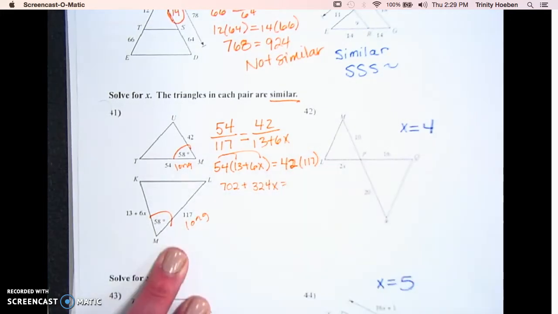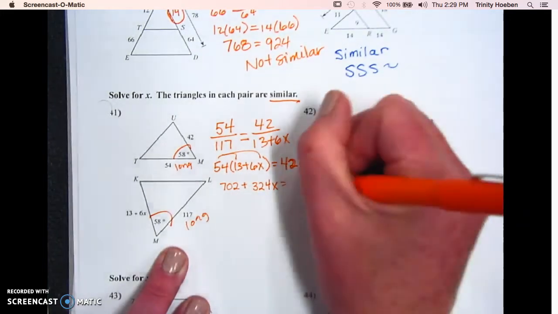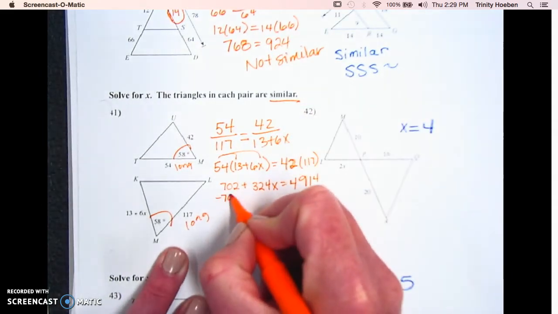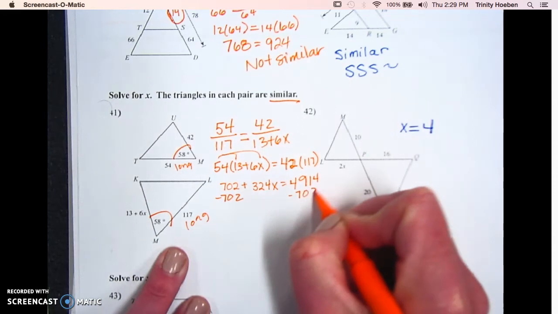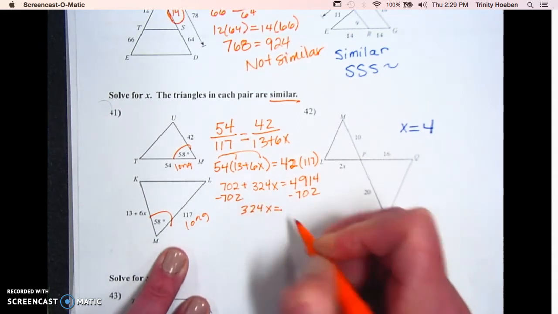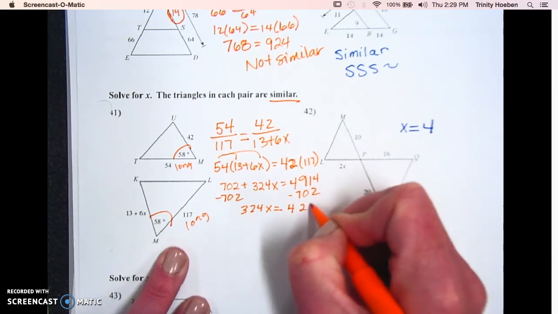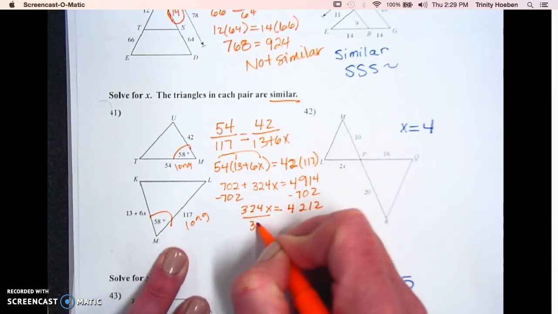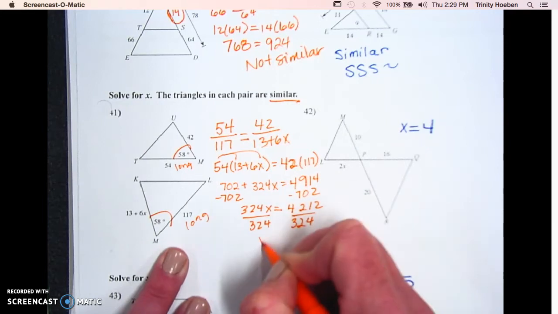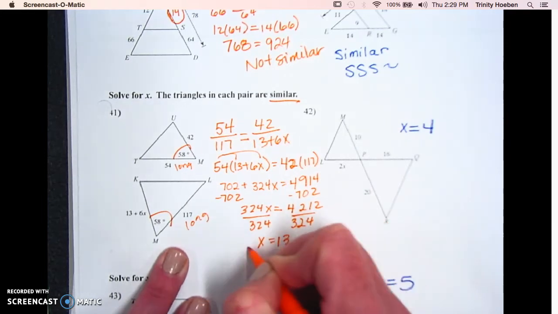On the right, if you multiply out 42 times 117, you should get 4,914. So subtract that 702 from both sides. And we see that 324x is equal to 4,212. So when we divide by 324, we get x equals 13.